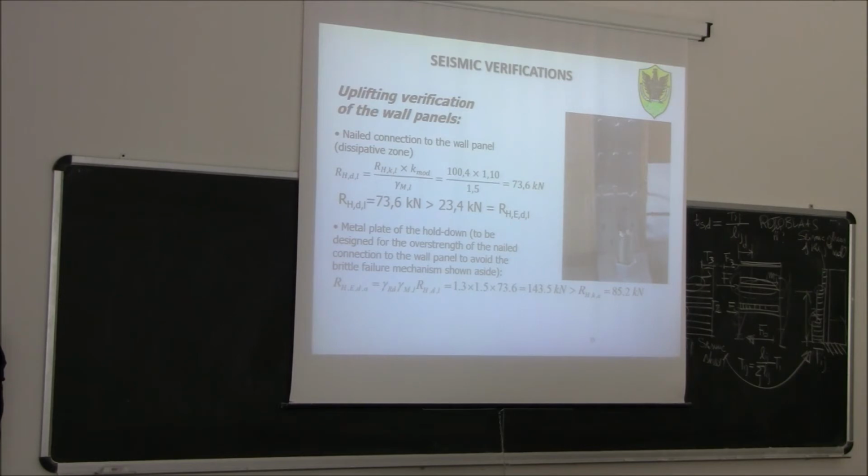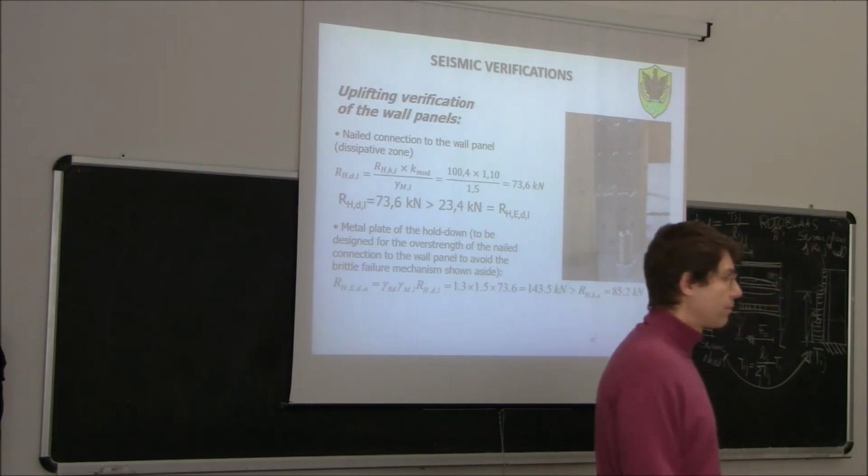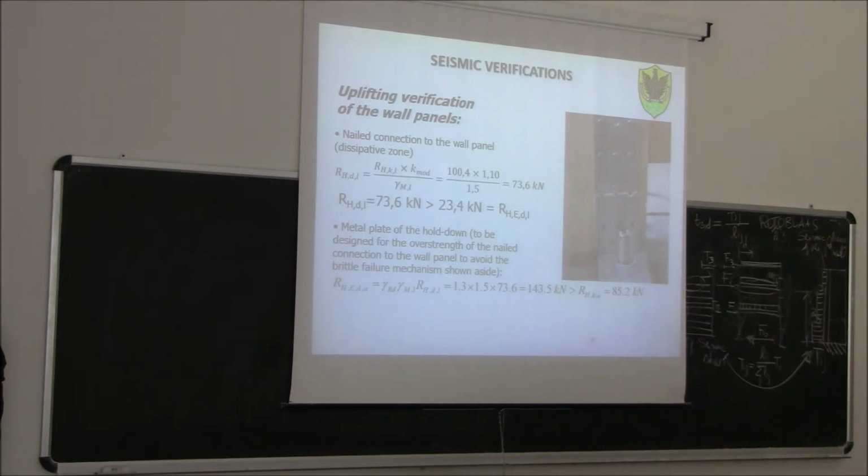Okay? Now, the metal plate of the hold down, is it a dissipative part of the structure or a non-dissipative part of the structure? It's non-dissipative. So if this is a non-dissipative part of the structure, how do we design this part? With an overstrength. So we need to design this part, not for the demand, not for the 23.4, but for the overstrength of the dissipative part of the structure. Okay?